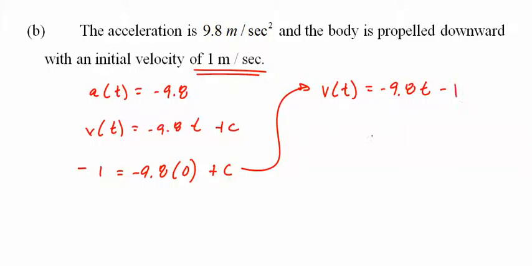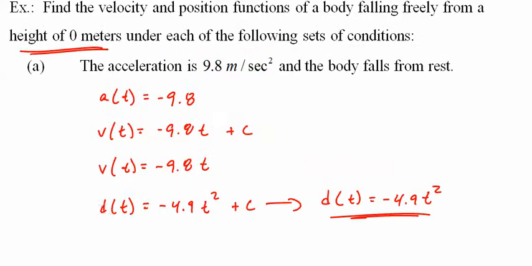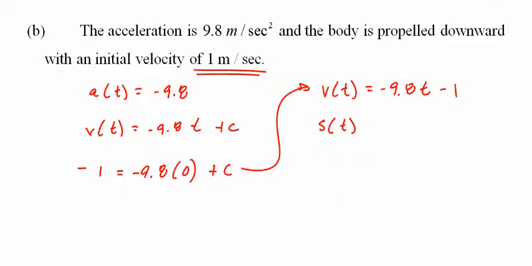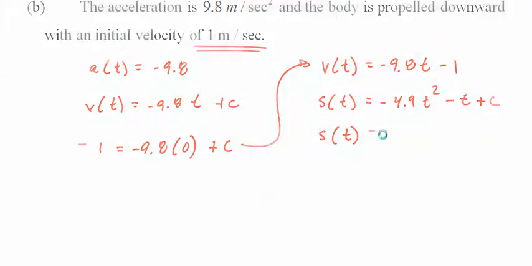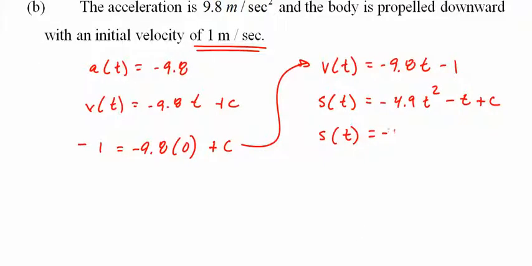Still starts at a height of 0. So the position, I don't know why I'm writing d, it should be s of t. Fix that, quite annoying. It is negative 4.9 t squared minus t plus some constant. Well, it starts at 0 at time 0, so boom, boom, the c is 0. And here's our new displacement. You can plug numbers in and see what's going on from there if they asked.